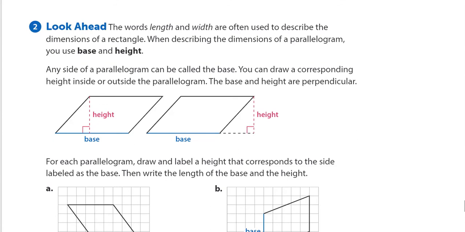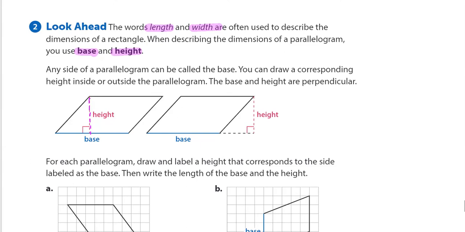So the words length and width are often used to describe the dimensions of a rectangle. When describing the dimensions of a parallelogram, we're going to use base and height, though, because we want to remember that the height is not a side, it's within the parallelogram. So we're going to stick with base and height for now. Any side of the parallelogram can be called a base. So you could flip this whole thing over, and then it's got a new base. So whatever side you want to use can be the base, as long as you get the height correct.